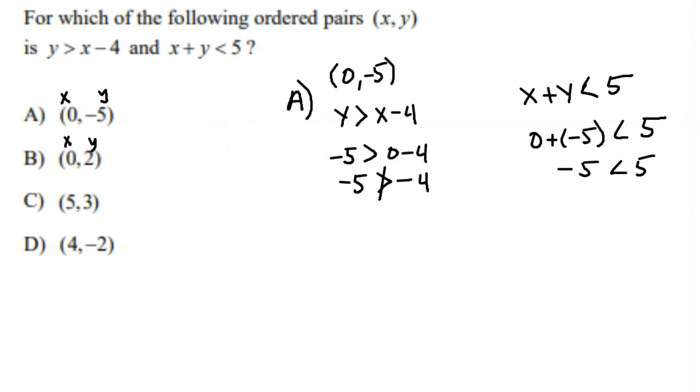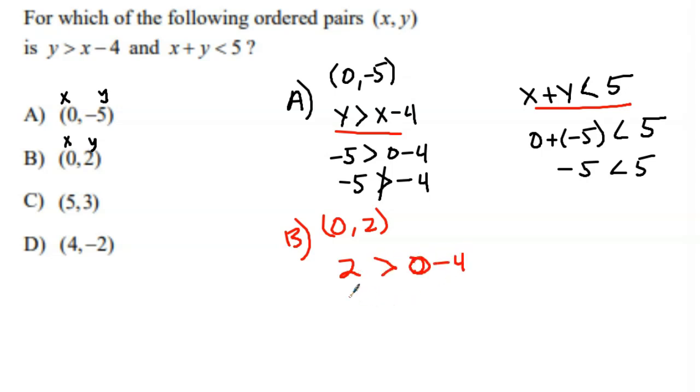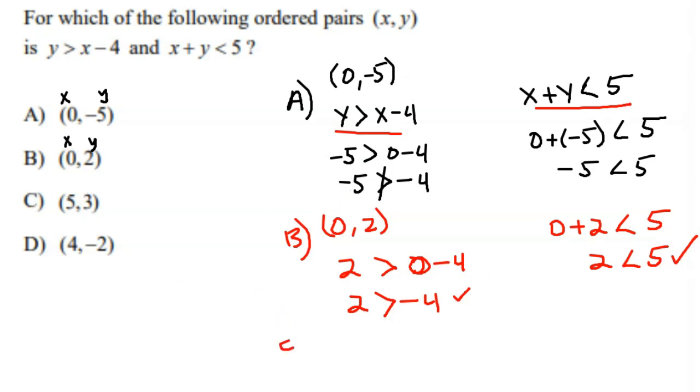We move on to option B, which is 0, 2. Plug it into the same inequalities. We got 2 is greater than 0 minus 4, which is 2 is greater than -4. This is true. Let's look at the other one, if it's going to satisfy that one too. We got 0 plus 2 less than 5. 2 is less than 5. It satisfied that one too. So indeed, this point is going to be the answer. But let's try one more for C, and then I will leave D for you to do.